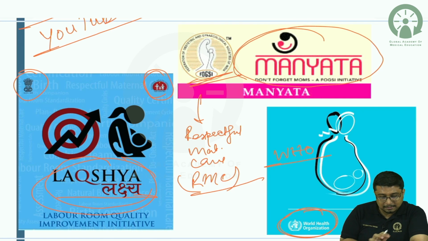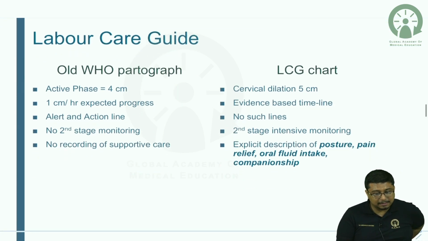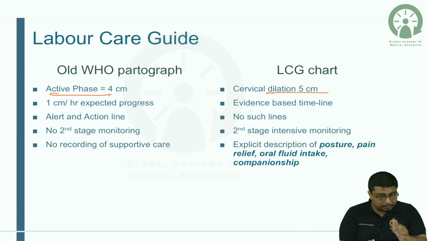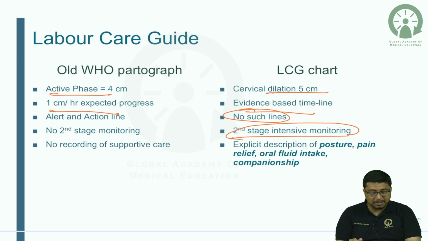So, three bodies, three guidelines, three images, right? So I'll just highlight the difference between the Labor Care Guide and the LCG chart. Active phase was considered from 4 centimeters, now it is 5 centimeters. There is an expected 1 centimeter per hour flat rate progress. Now we have made evidence-based timelines, alert line and action lines are removed, and second stage intensive monitoring has been added, right?